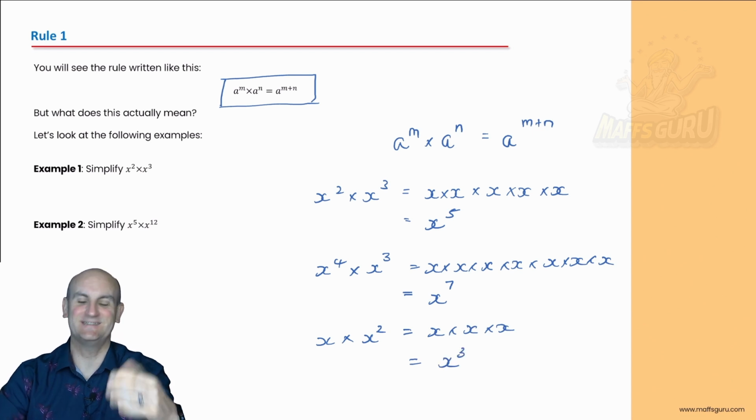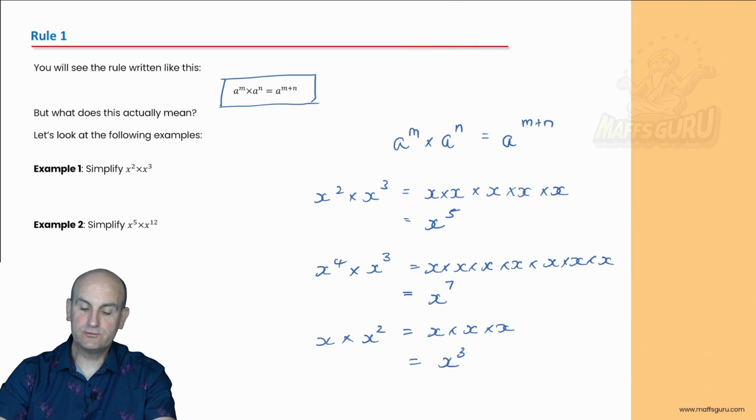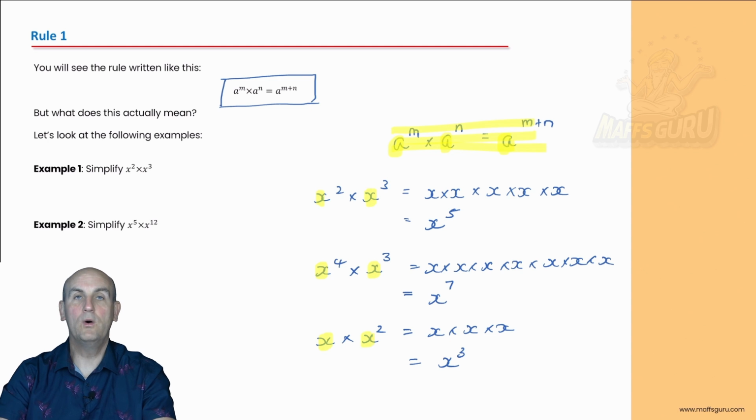I can see this now. And really, what this rule here is trying to say is that when the base numbers are the same, or the base letters are the same, and what we notice here, this x here and that x were the same, that x there and that x are the same, that x there and that x are the same, what we can do is add the floaty numbers. And again, if we notice, there's my m, there's my n, and it just says add the floaty numbers.